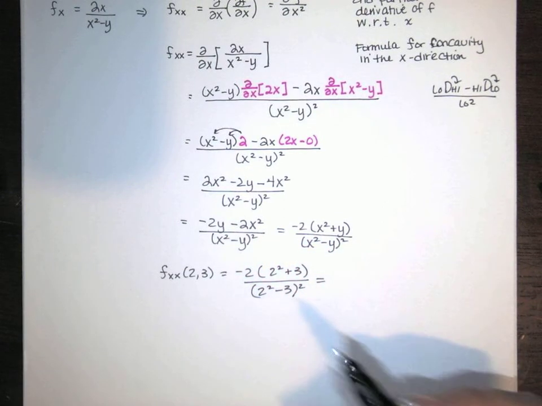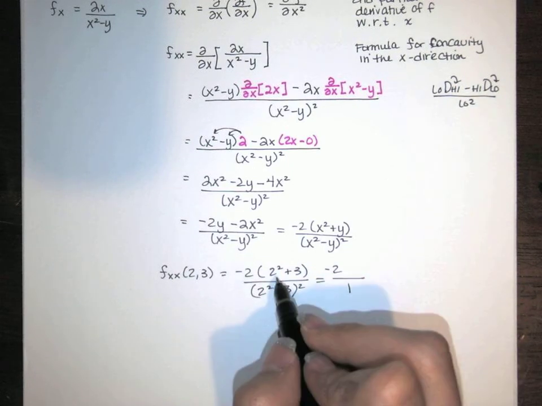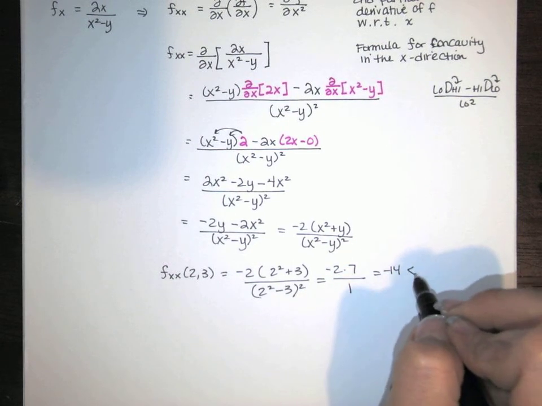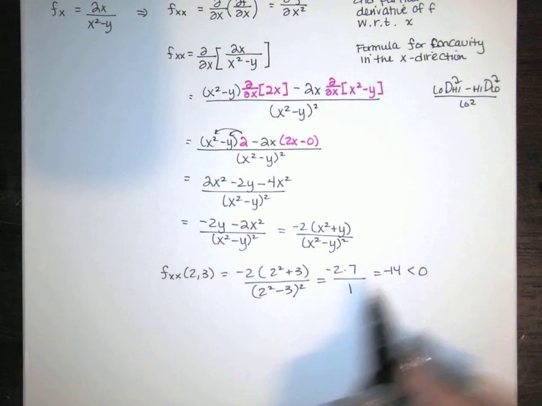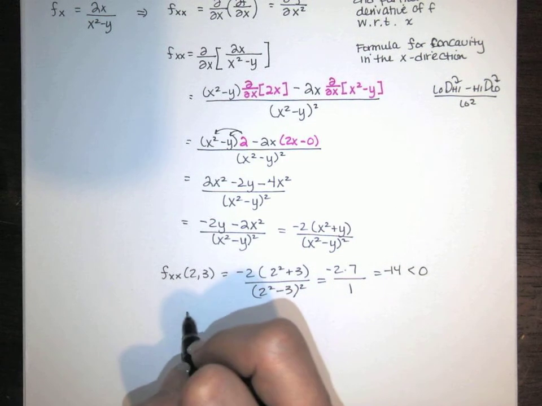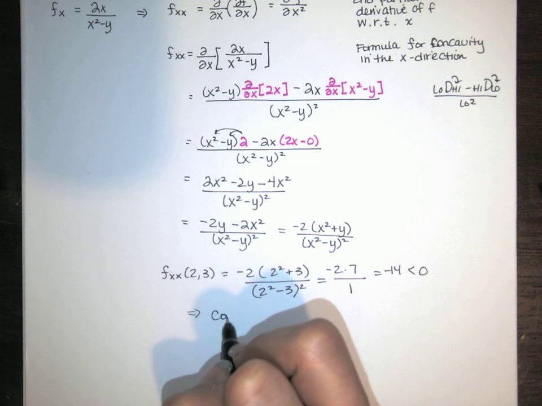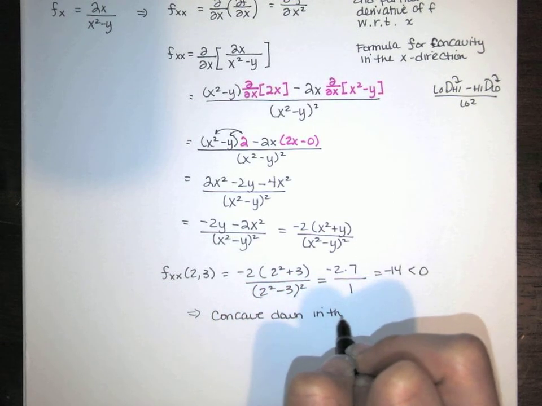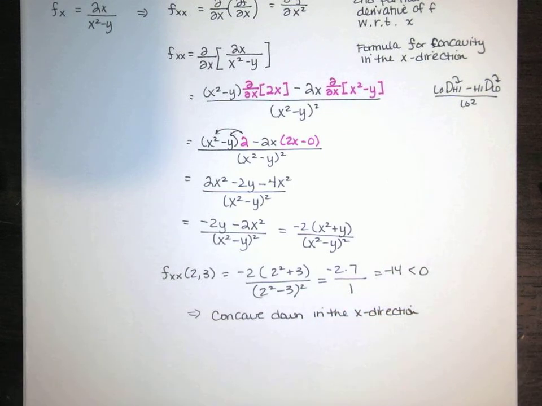4 minus 3 is 1. 1 squared is 1. So I have negative 2 times 4 plus 3 is 7. So negative 14. That's very negative. So since that value is concave down, or is negative, we know that the graph of the surface is concave down in the x direction, but only at that point. I mean, this concavity is going to change from x naught, y naught to x naught, y naught.